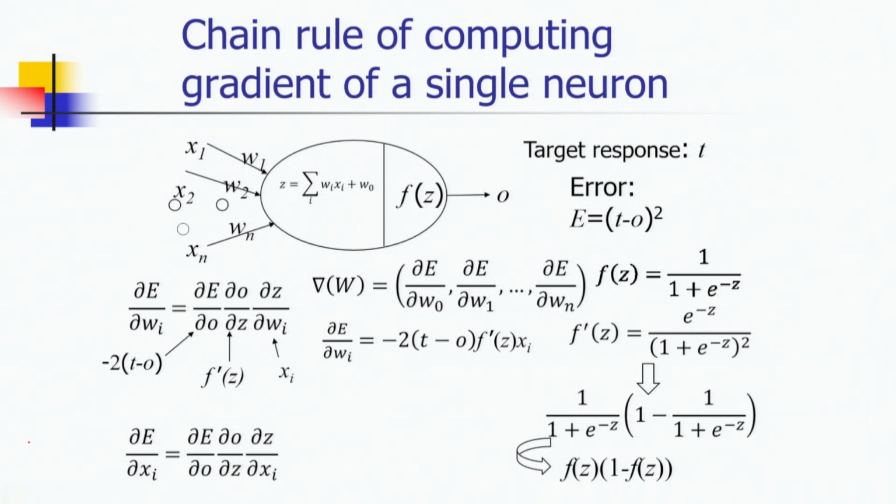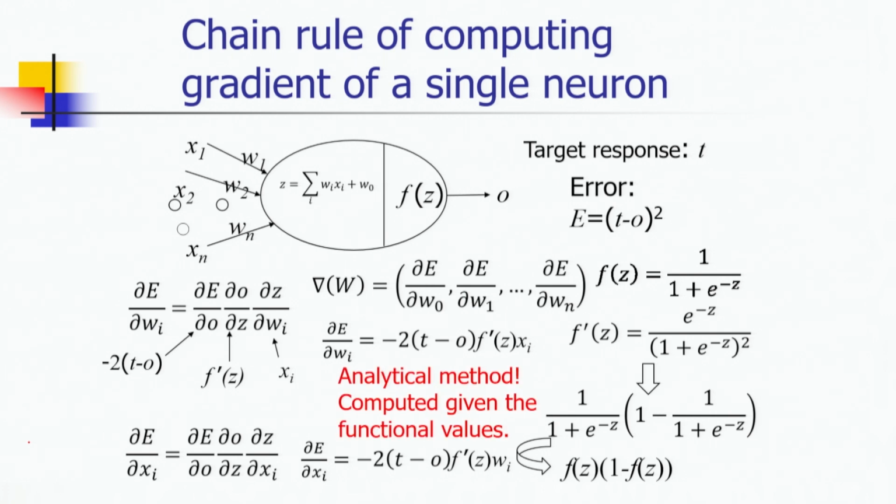So we can write this thing as O into 1 minus O. This means I can write it as minus 2 into t minus O, O into 1 minus O, and then wi. Note that this is O because I have used O, don't confuse it with 0. So this is how these computations can be done analytically. Given these values, I can simply use them and compute it. I don't have to do any numerical simulation to compute the gradient.